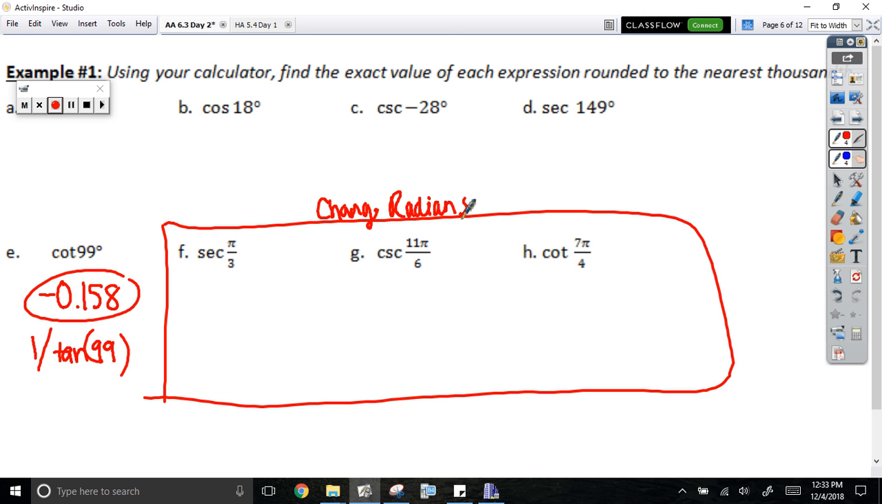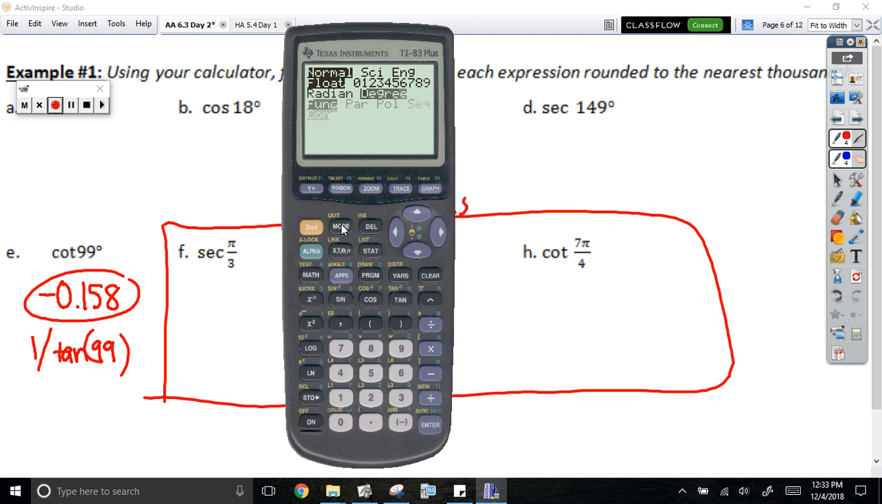So again, we press the mode button. Mode, down to radians. Enter until it's bold and blinking on radians. Again, to get out of this menu, you press the quit button. Second mode will get you back to your home screen. Or you could probably turn it off and back on.